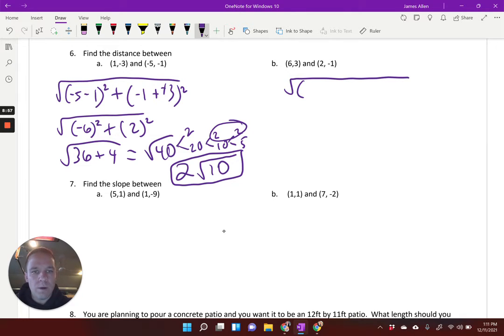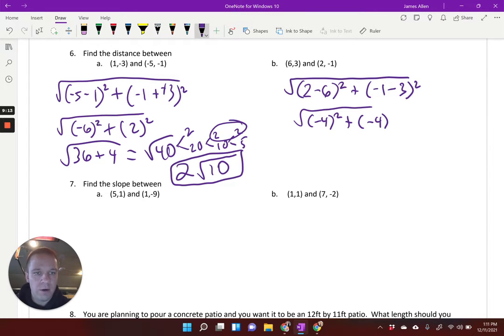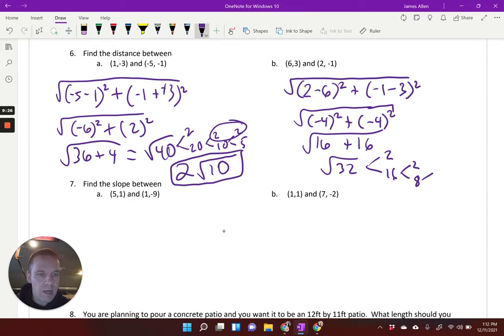So I've got x2 minus x1 squared plus y2 minus y1 squared. So I've got negative 4 squared plus negative 4 squared. So that is 16 plus 16 in my square root. That's the square root of 32. Let's break that down. I'm going to get 2, 16, 2, 8, 2, 4, 2, 2.